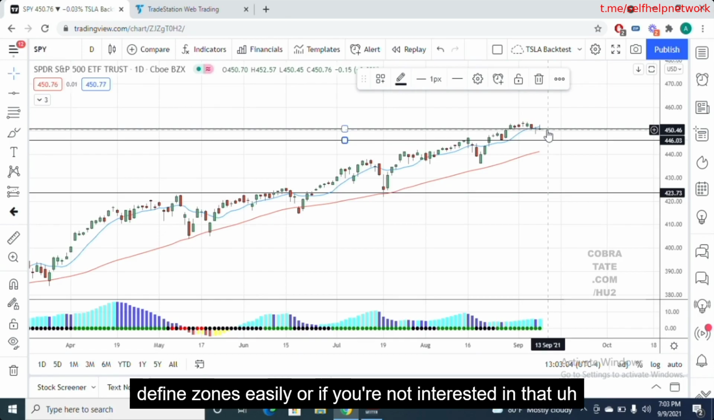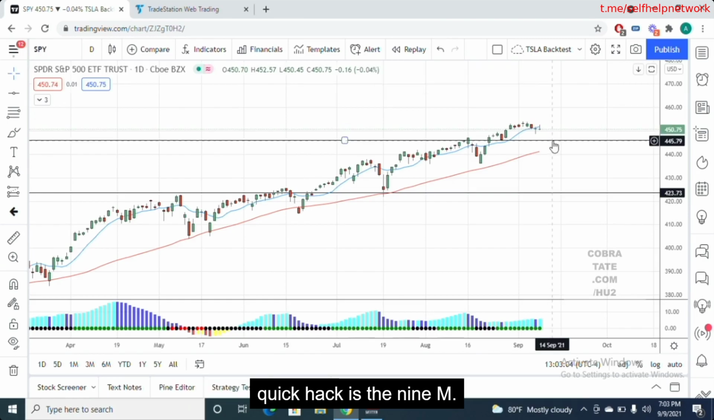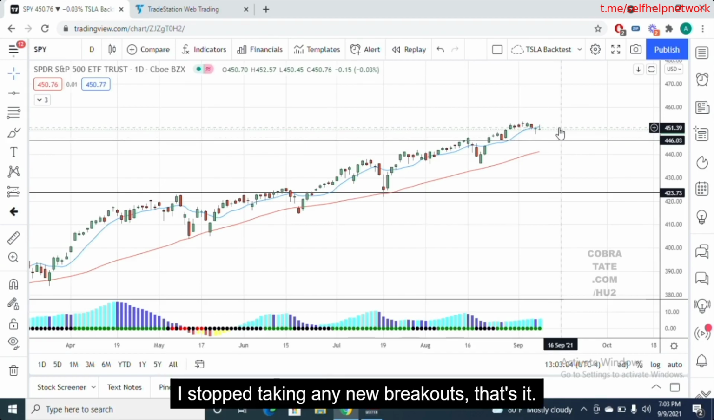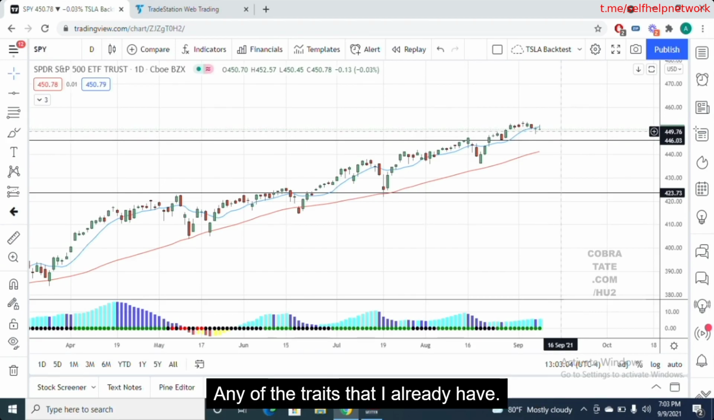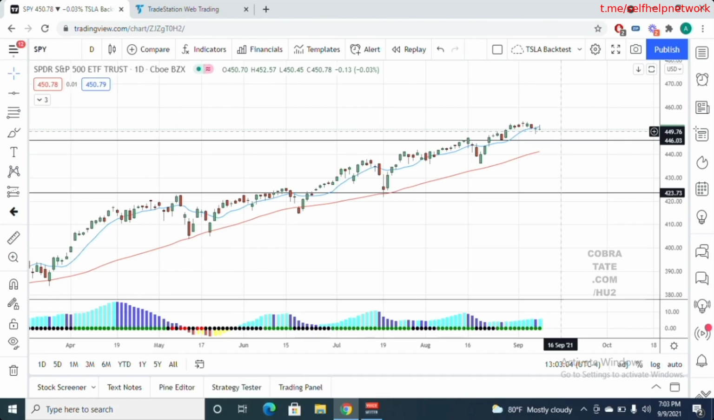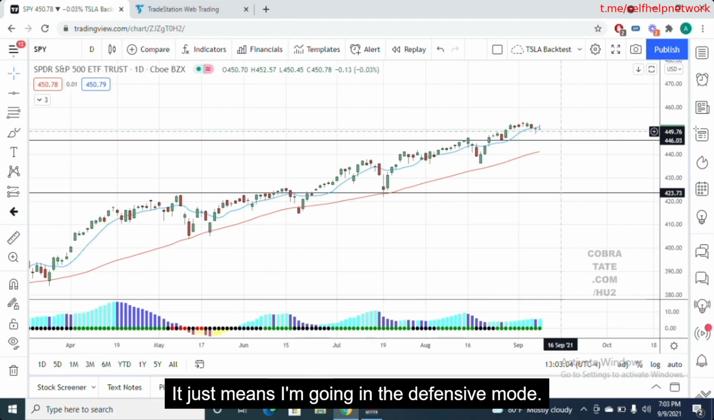If you cannot define zones easily, or if you're not interested in that, a quick hack is the 9 MA, right? If the price of SPY falls below the 9 MA, I stop taking any new breakouts. That's it. Any of the trades that I already have, if they're acting right, I will keep them. If they're not acting right, I will start cutting them. It just means I'm going into defensive mode.